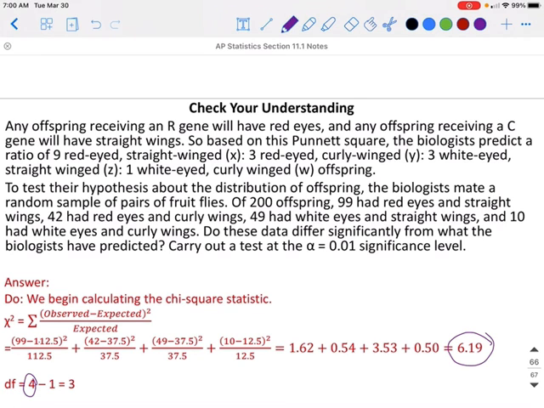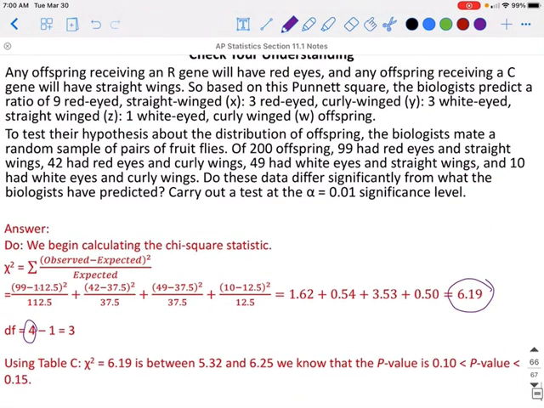Next, you're going to go to that chi-square table, or table C, and you're going to look in the row for degrees of freedom of 3, and you're going to go over until you find where 6.19 will lie. And it's going to lie between 5.32 and 6.25, which, if you look at the top of those columns, tells us our p-value is going to fall between 0.10 and 0.15.